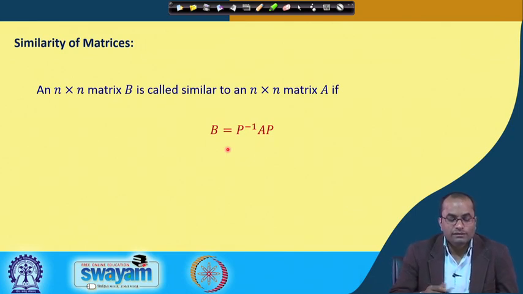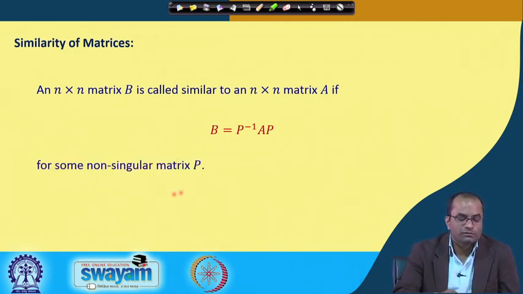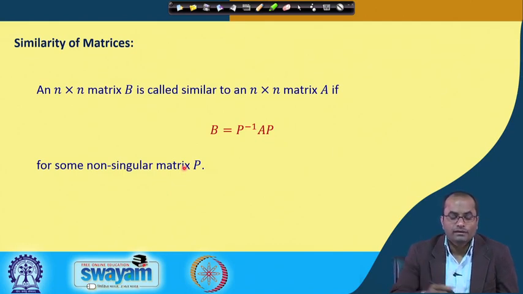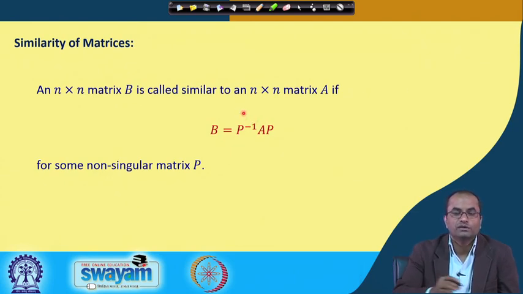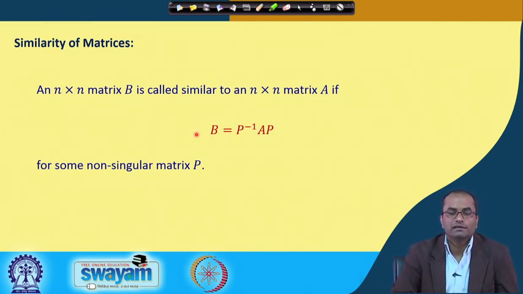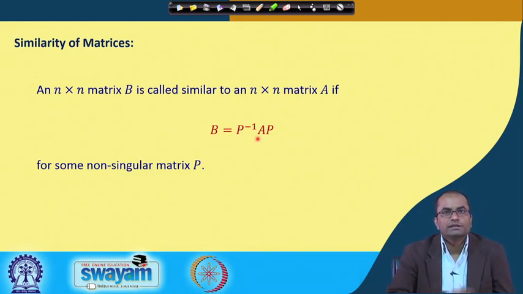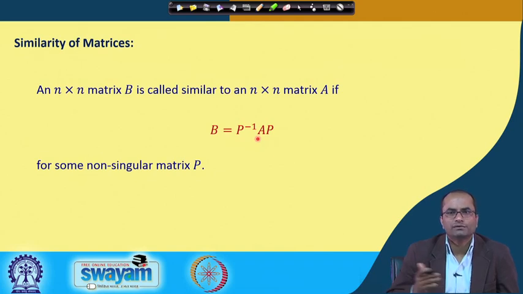What is this P? It is some non-singular matrix P, therefore P inverse makes sense. If we have this relation between the two matrices B and A, that P inverse A P gives the other matrix B, then we call these two similar. Why do we use the word similar? Some of the properties we will check today itself: they share very many common properties, B and A, in terms of eigenvalues, eigenvectors, and there are other considerations as well, which we will continue in the next lecture.